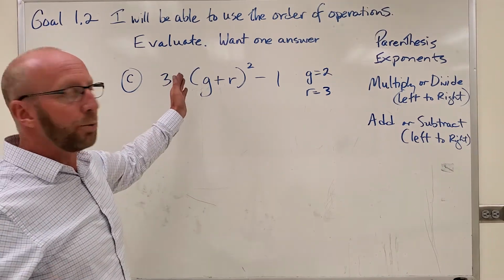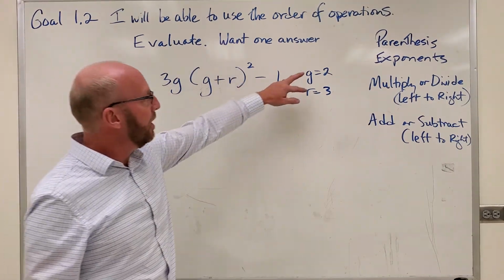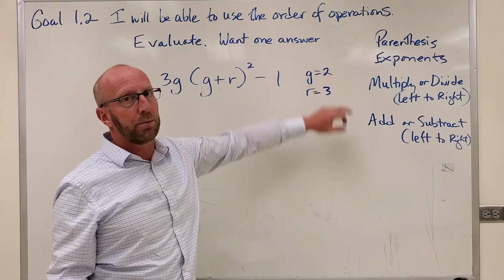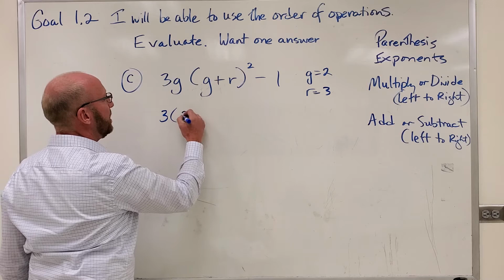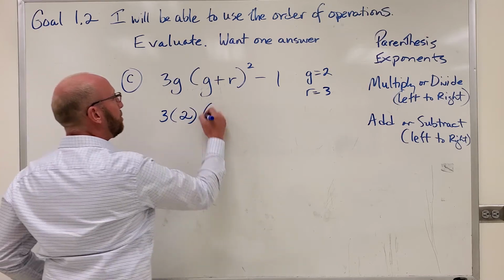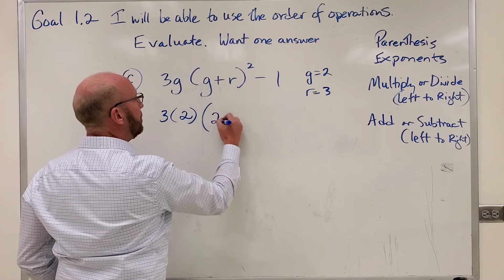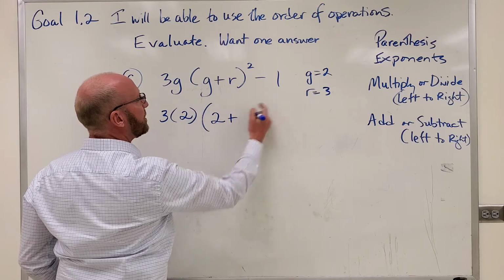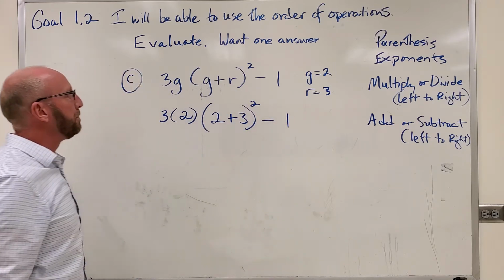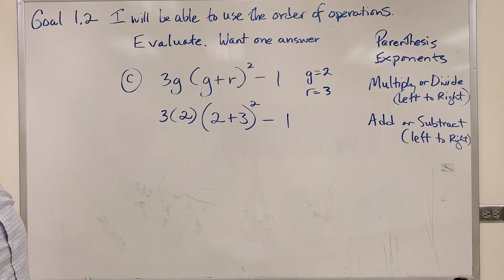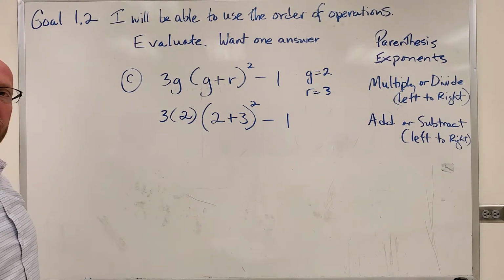What you do first on the worksheet is rewrite the entire thing with those numbers in place of the letters. So it'll be 3 times 2, parenthesis, g is 2 plus r is the value 3, and then all of that is squared minus 1. Wow, it looks complicated, but let's just take it step by step.